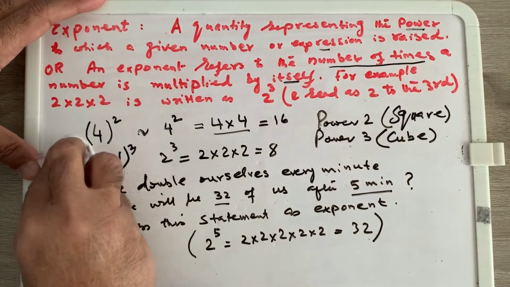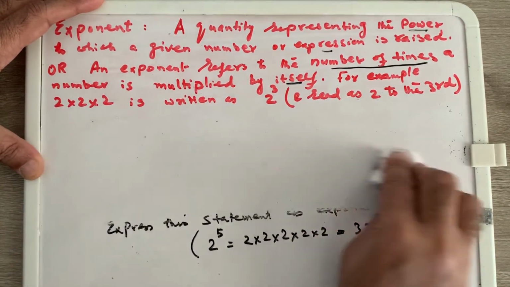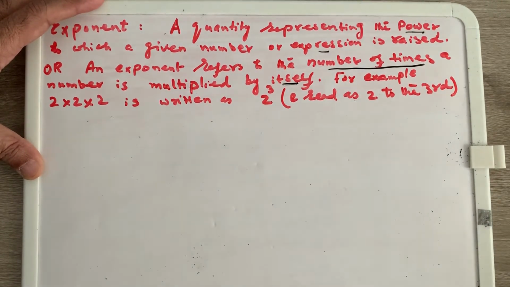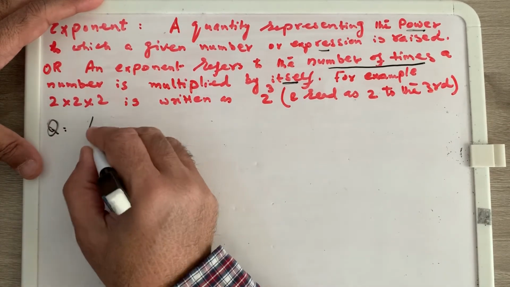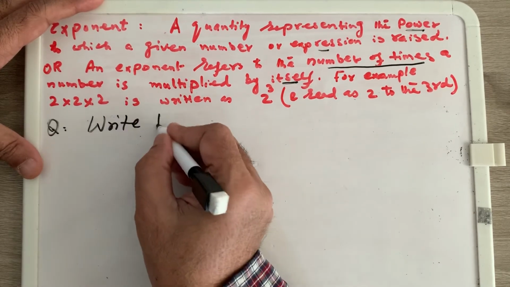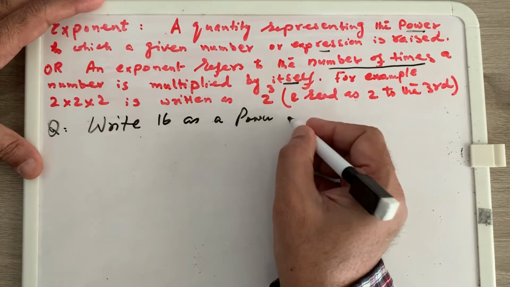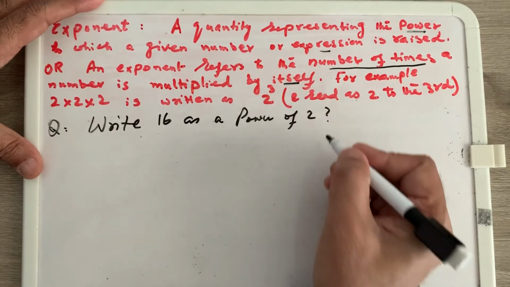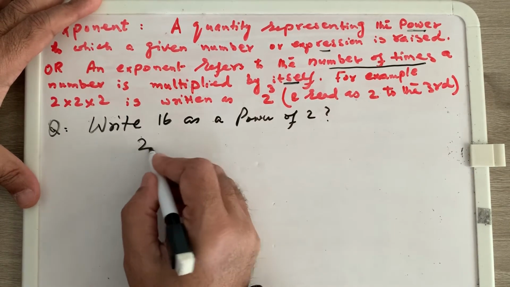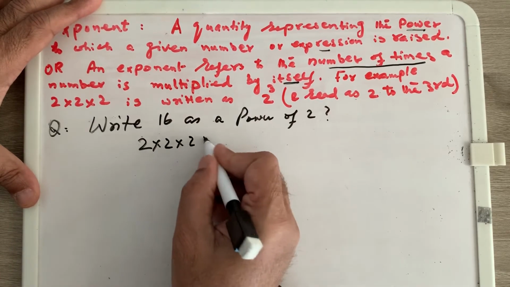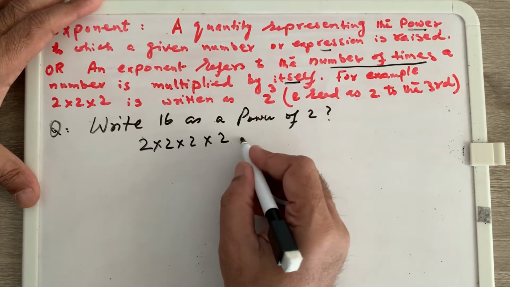We can have more examples to understand clearly what exponent means. Sometimes the question is asked like this: write 16 as a power of 2. So what do we have to see? As a power of 2 means we have to check how many times we multiply 2 to get 16. So 2 times 2 is 4, 4 times 2 is 8, 8 times 2 is 16, and we get 16.